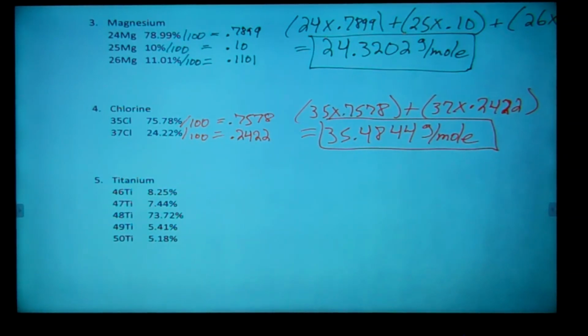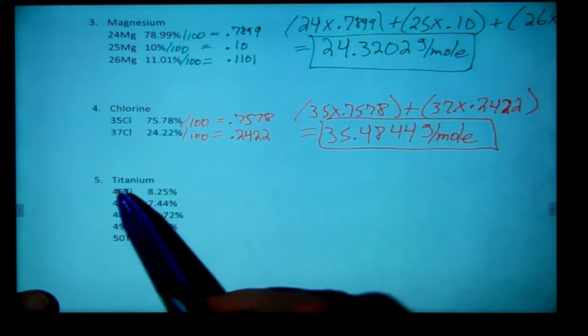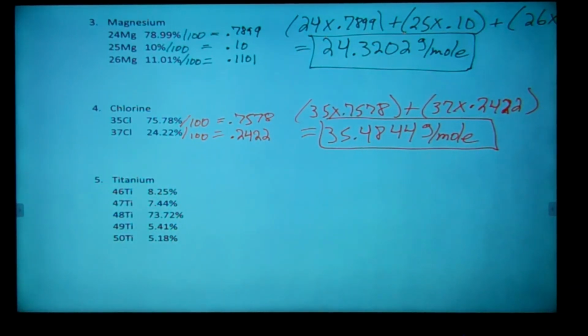So, I'm hoping you guys are rocking and rolling with this. Let's do titanium, the last and final one on this average atomic mass practice. I hope you've picked up, it's the same steps. Nothing has changed. It's the same steps every time, and that's what I'm wanting. Only thing that changes is how many of these isotopes I have. And remember, I have to give that to you.